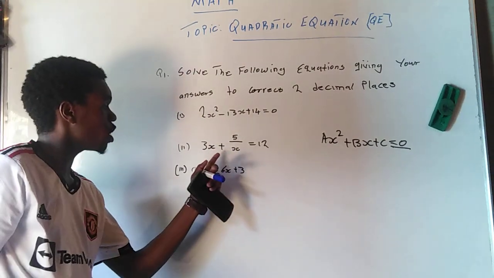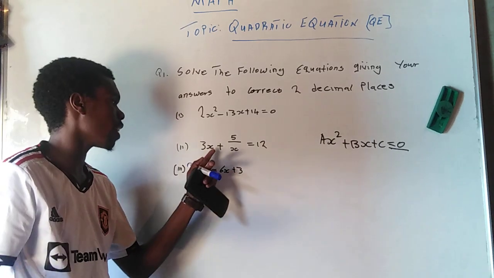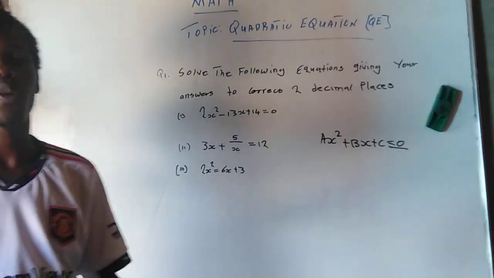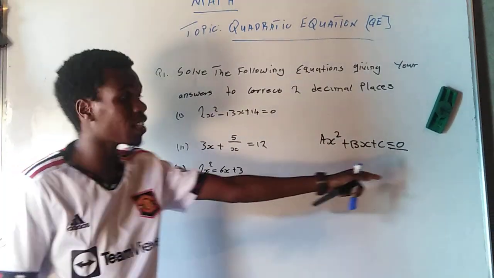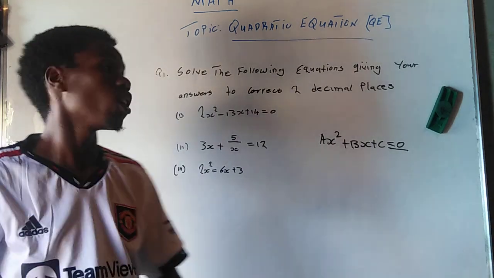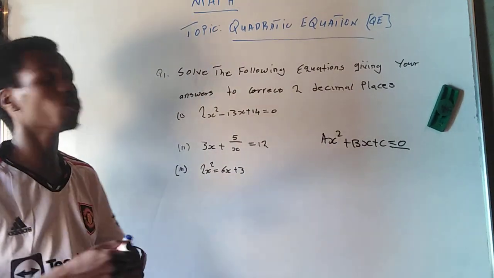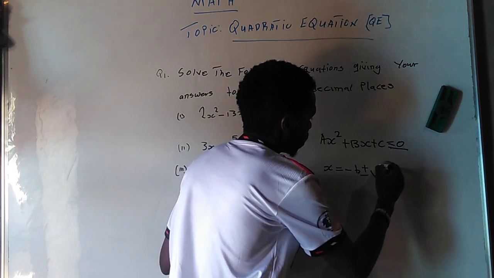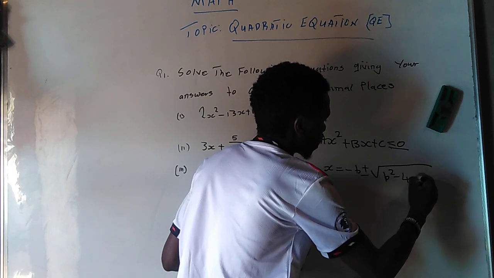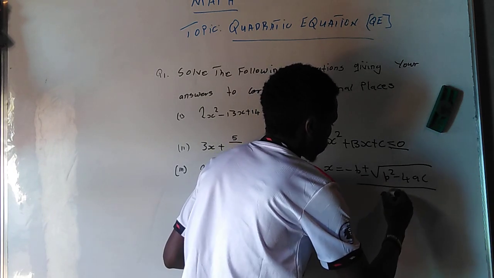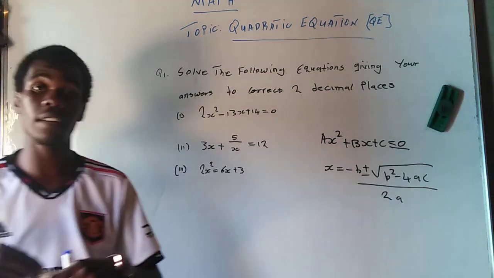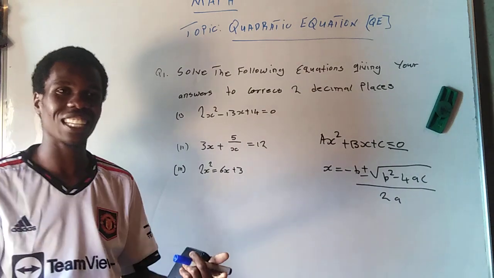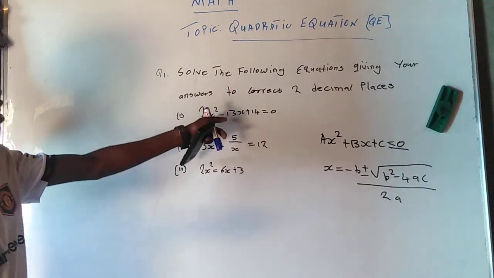The second Roman numeral and also the third Roman numeral are not equal to 0, so we have to try by all means to equate them to 0. For a quadratic equation, the formula we use is x is equal to negative b plus or minus the square root of b squared minus 4ac, over 2a. This formula is always given in an exam, so there's no need to memorize it. Let's start with the first one.